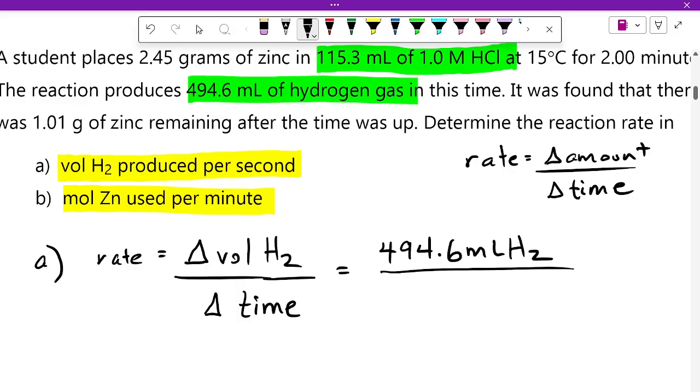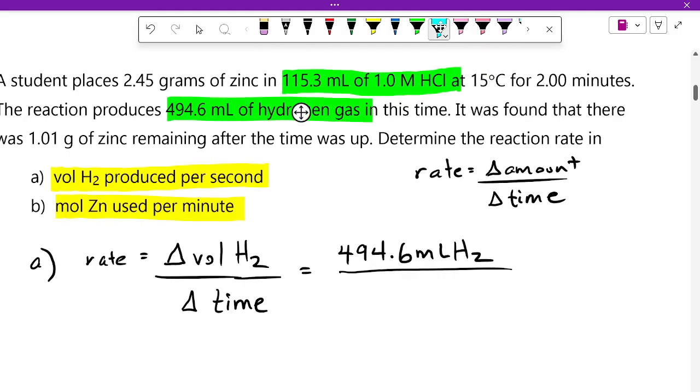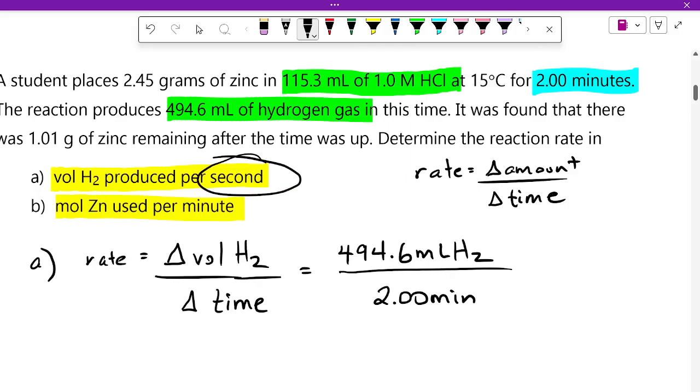And hopefully the question also gives you a time. Lo and behold, it does. It gives you 2 minutes. And you would be done if it asked for the rate in milliliters per minute, but it asked for it in milliliters per second. Wait, if we just write 2 minutes without the extra zeros, would it be wrong? This has 3 sig figs. So your answer should be 3 sig figs.